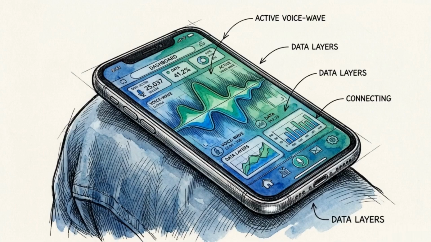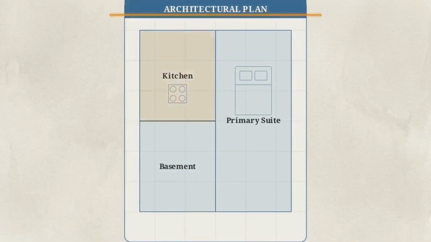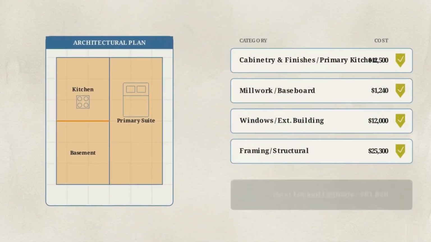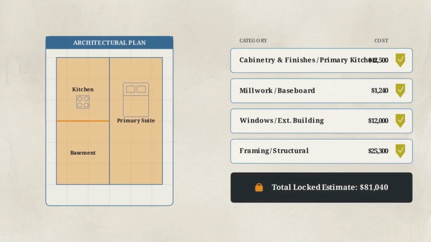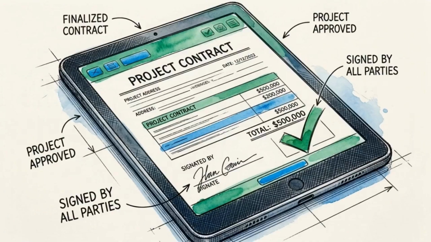A GC can interface with this engine using an autonomous voice agent. You can scope out the entire project details hands-free simply by having a natural conversation with the software. Or, if you already have an architect's PDF, you can upload it directly. The system reads the plans and instantly generates a fully populated line-item estimate before the initial client meeting even ends. The software encodes the strict discipline of a senior estimator. It gives you a defensible number that protects your margin on every single job.